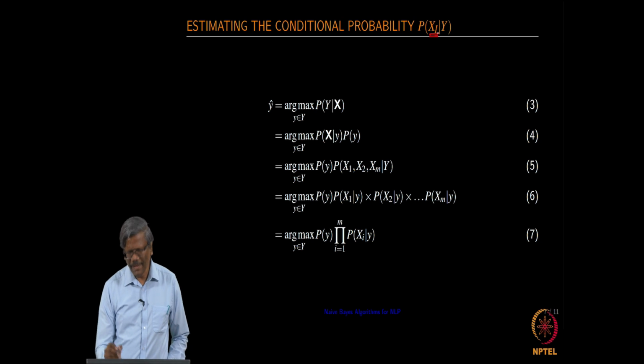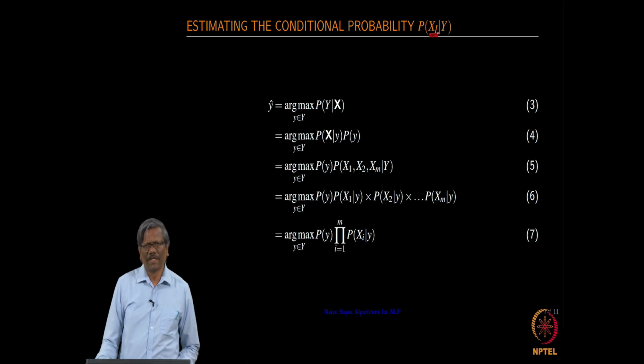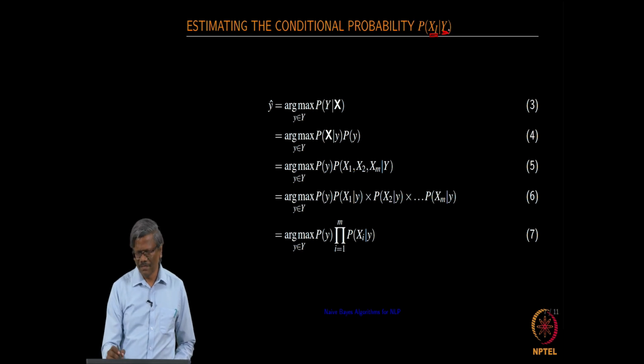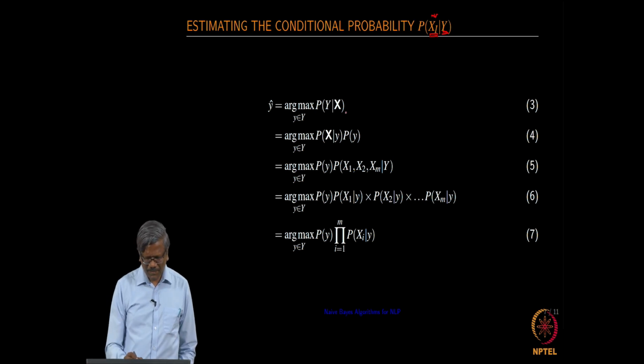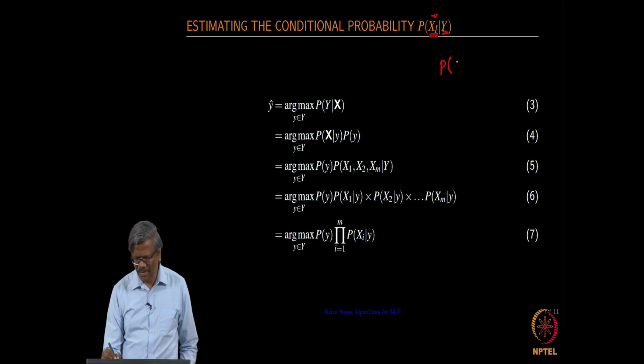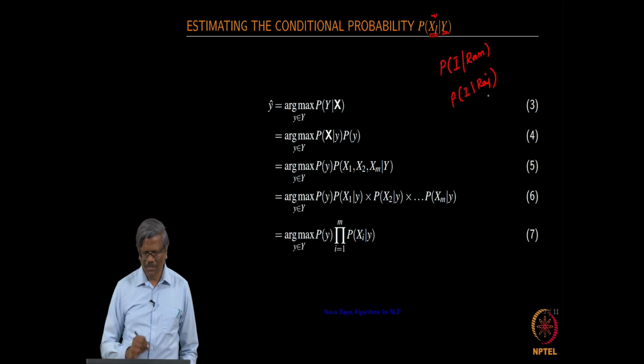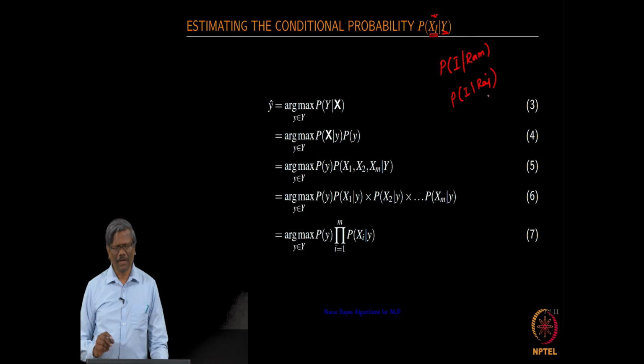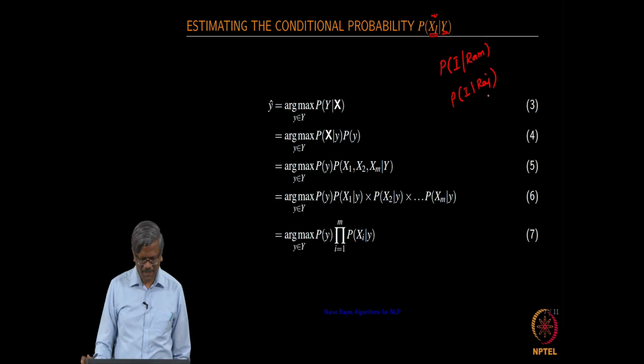So, for each attribute that we have, given the class, we will find the conditional probability. Okay. So, for example, in this case we have I, right, probability of I given Ram. So, this is what we are going to be finding every time for every word in the corpus.